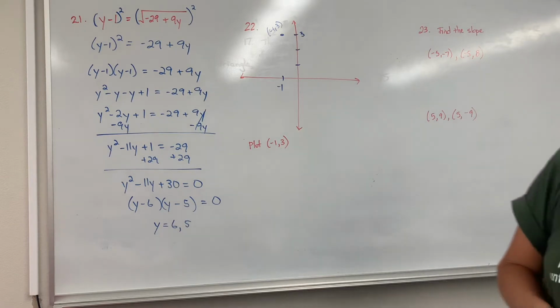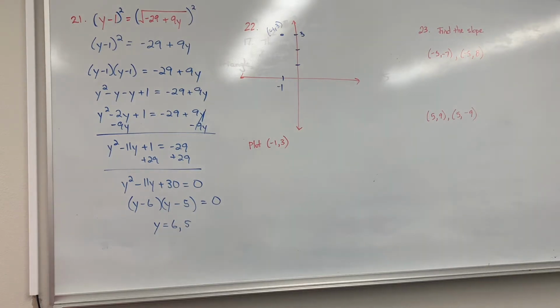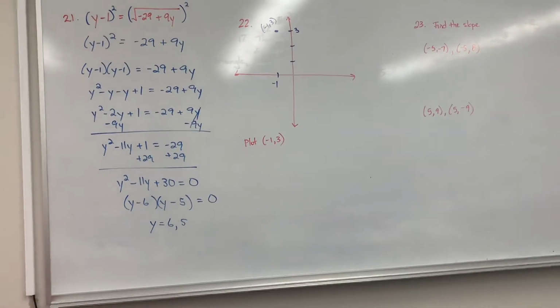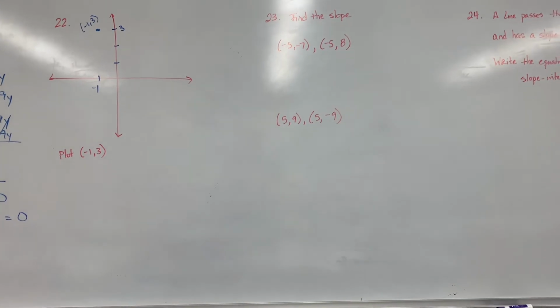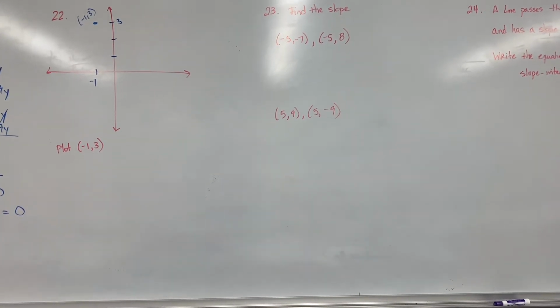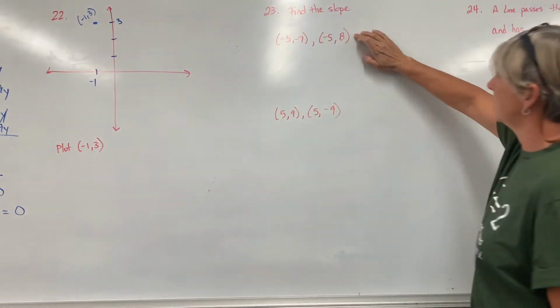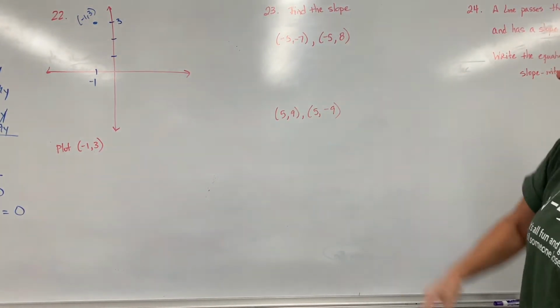Question 23 wants me to find the slope, and they've given me 2 points twice, so it's 2 problems in one. So I'm going to find the slope between these 2 points, and then I'm going to find the slope between those 2 points.